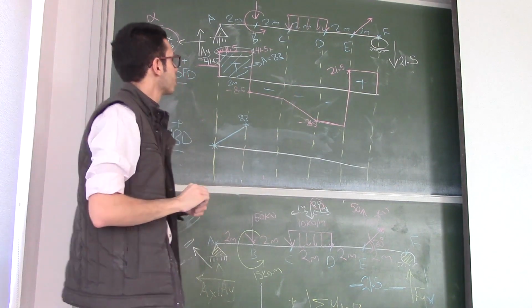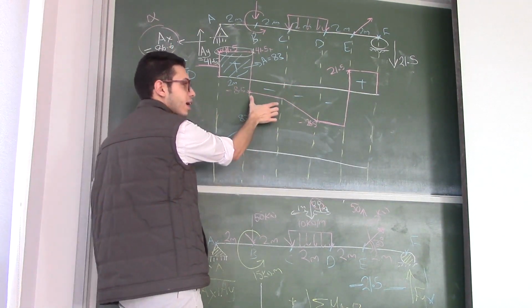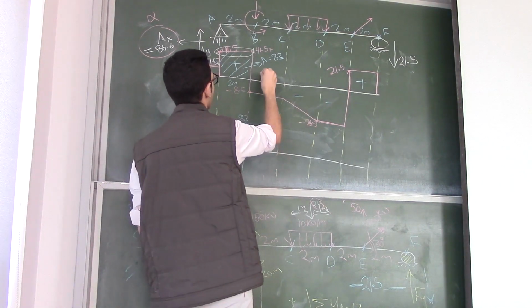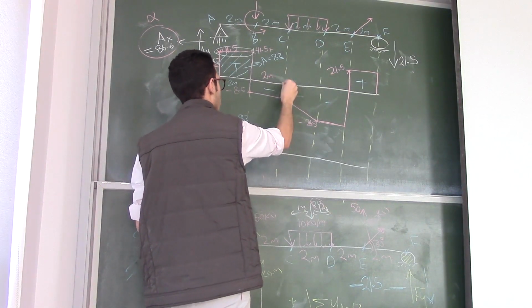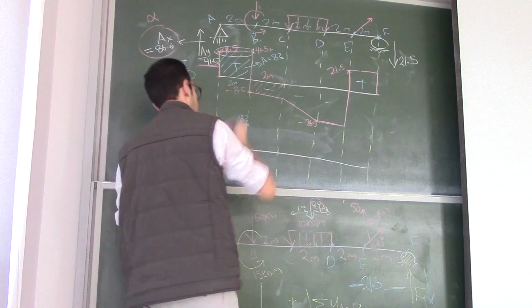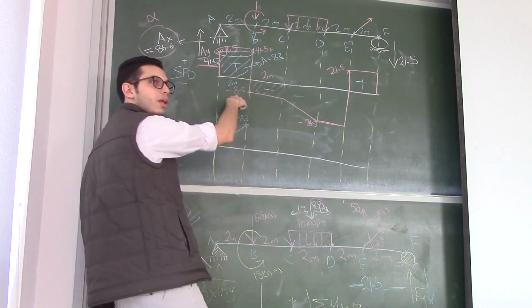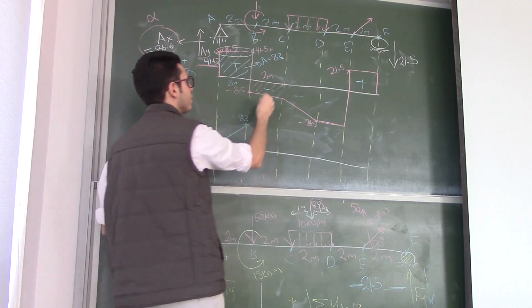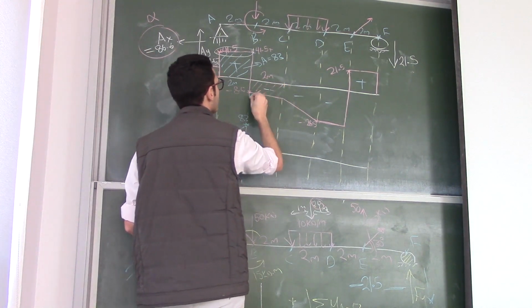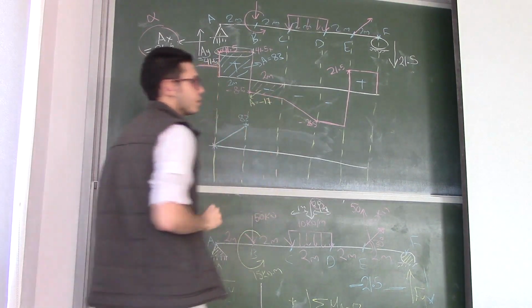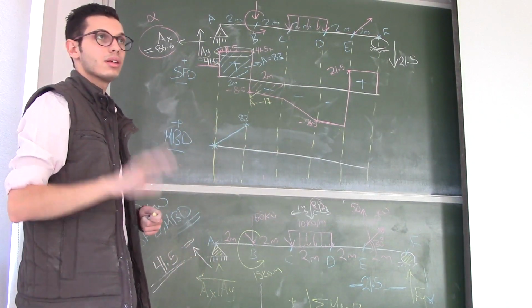Clear? Perfect. Now, the second region is here. The length of this region, again, is 2 meters. So let's calculate this area. The area here is 2 multiplied by 8.5, it's 70, and it's negative. So the area is minus 70, right?